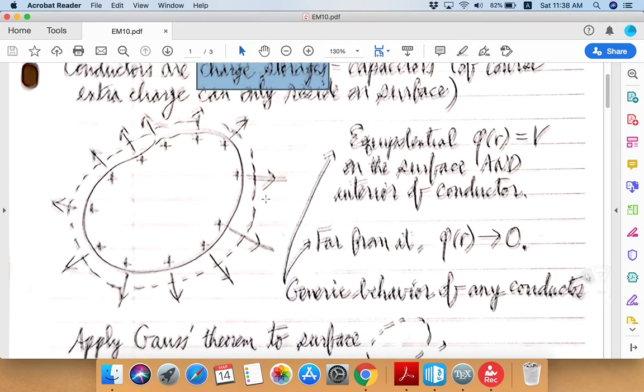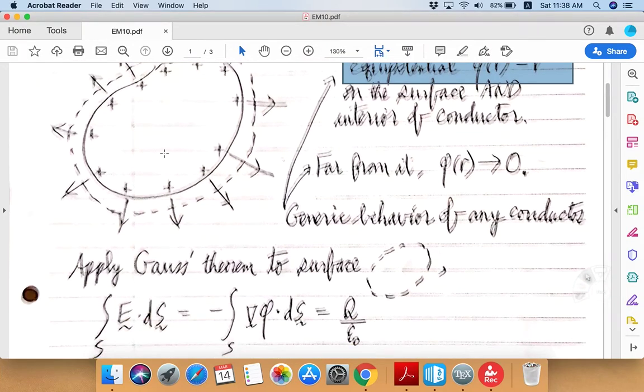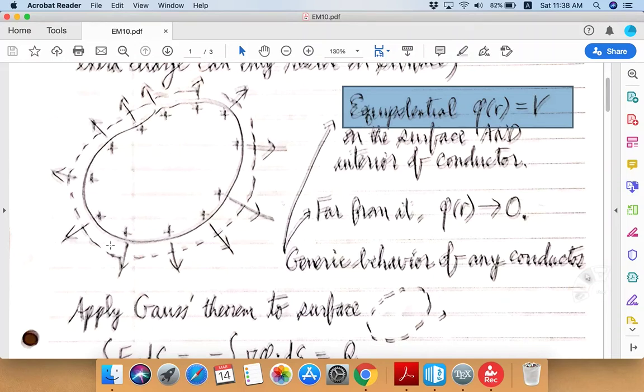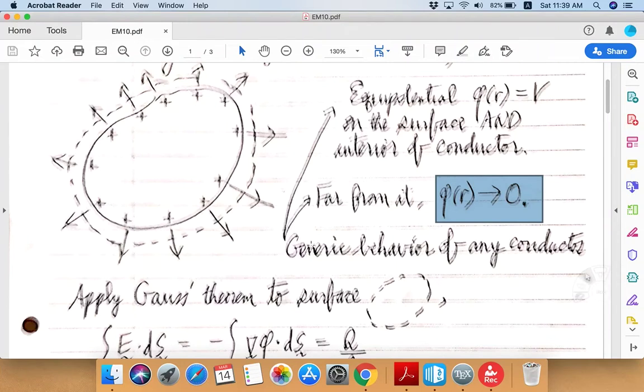And the first observation is that everywhere inside the conductor is a constant potential, or equipotential. Let's say the potential V. So the same potential has to be maintained throughout the entire body of the conductor, and that's just a consequence of the fact that there can be no electric field within the body of the conductor. And that includes the surface as well. So you can think of the surface of the conductor as some sort of equipotential contour at the potential V. And as you move far away from such a conductor, obviously the potential drops to zero eventually. All of these things I've just said are very generic behavior of any conductor.